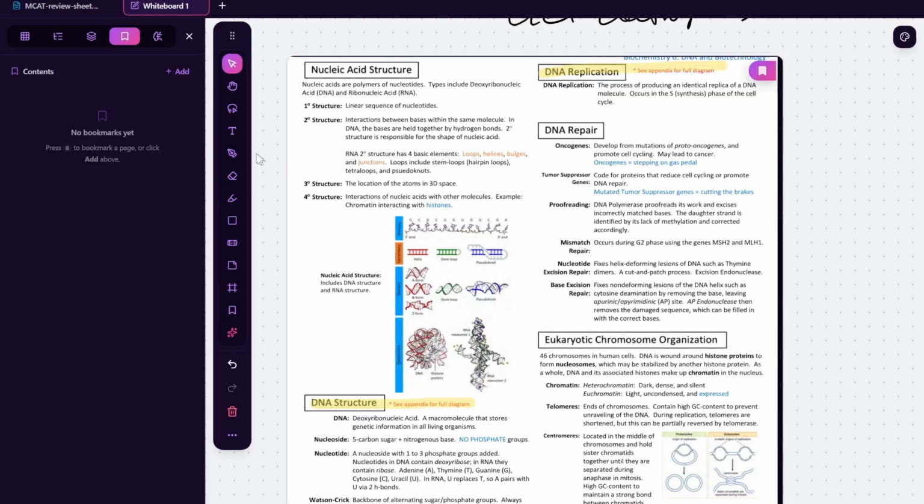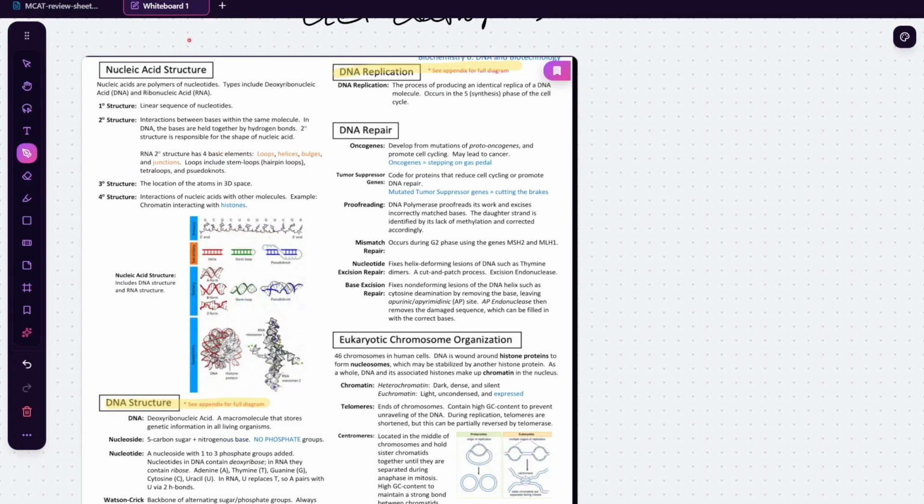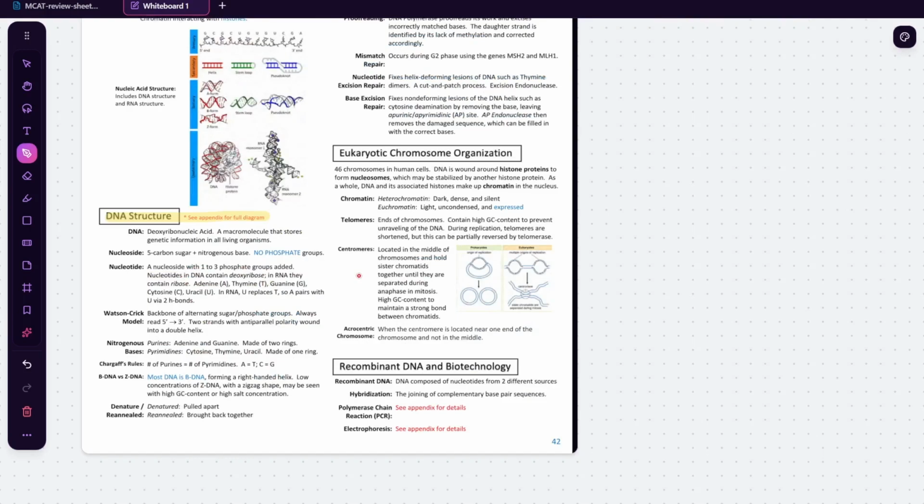All right, we're going to go over nucleic acid structure now, and basically what DNA is. So we'll start with what DNA is. DNA is a long polymer. It's also called deoxyribonucleic acid.